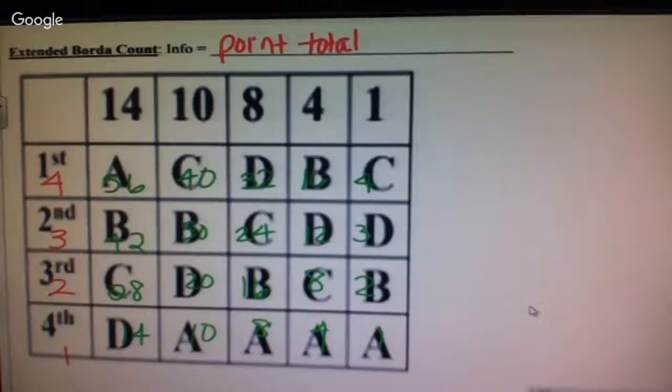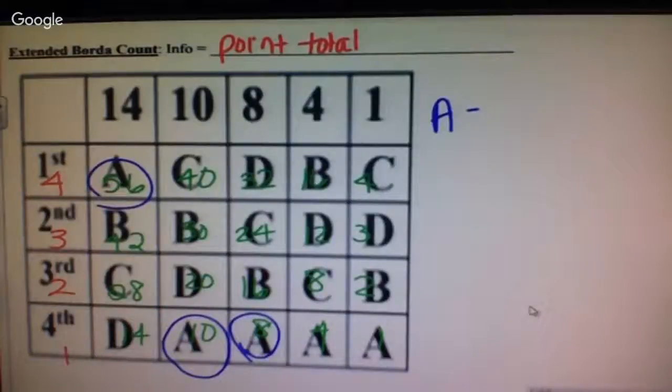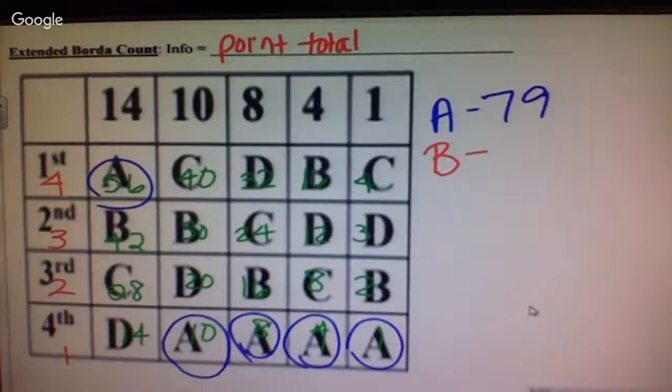Questions on where any of that came from? Okay, now we need to get some grand totals. So you look at each column and add up all the points for A. So 56 plus 10 is 66 plus 8 is 74, 78, 79. Oops. Not 71, 79. Okay.